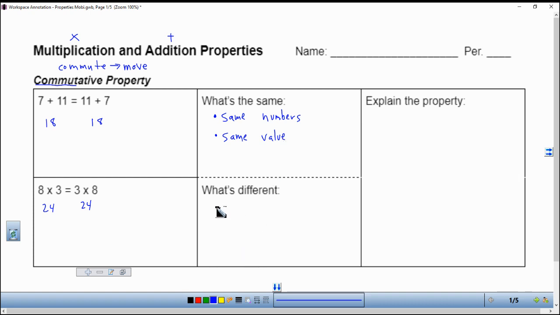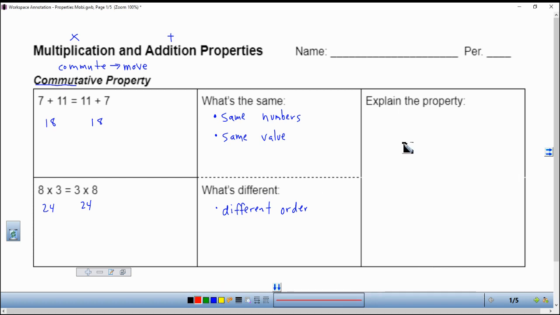What's different? Well, it looks like one is multiplication, one is addition. That's one thing you can notice. This is addition, this is multiplication. But one thing that's different too is that the numbers are in a different order. 7 plus 11, 11 plus 7. 8 times 3, 3 times 8. So what's the difference? Different order. That's a really important part of this property, because it looks like even if you change the order of the numbers in addition and multiplication, you still get the same value. They have the same value.